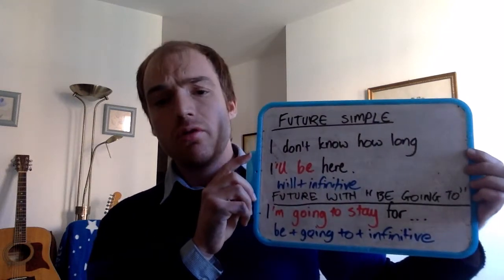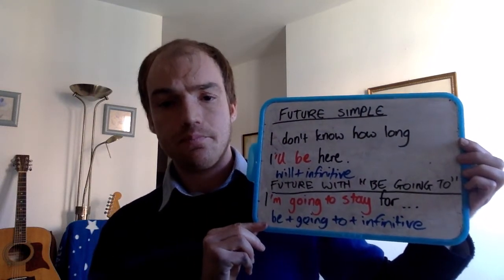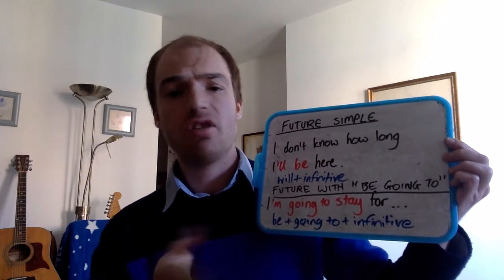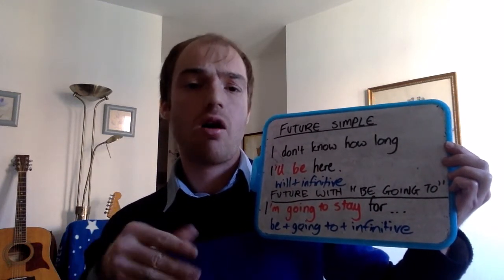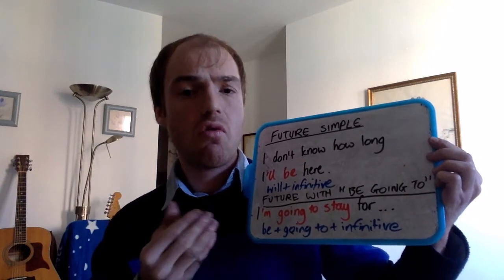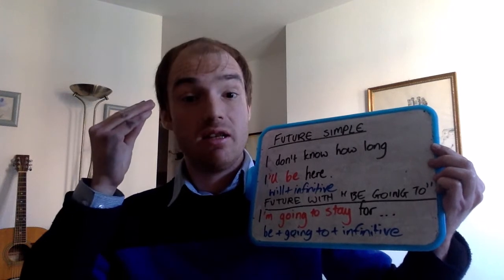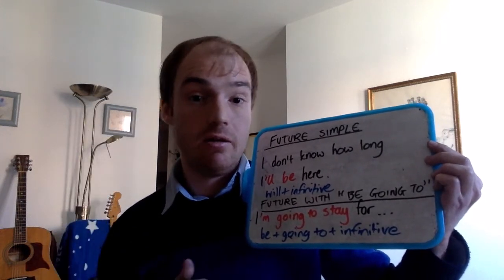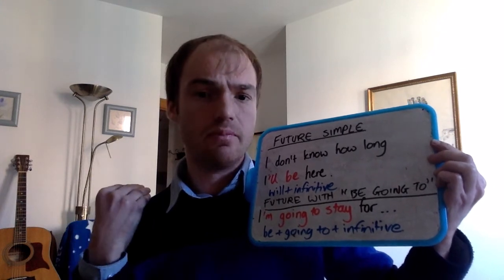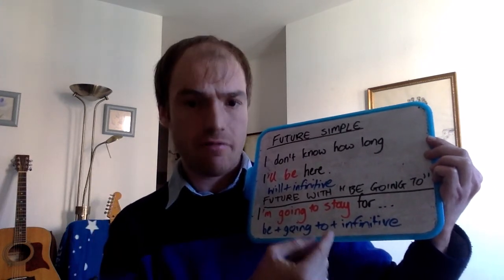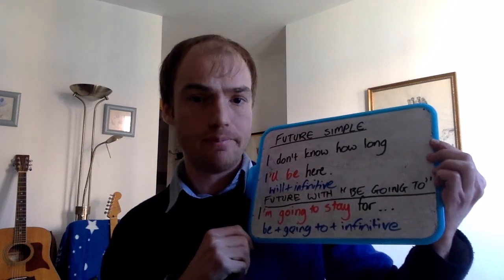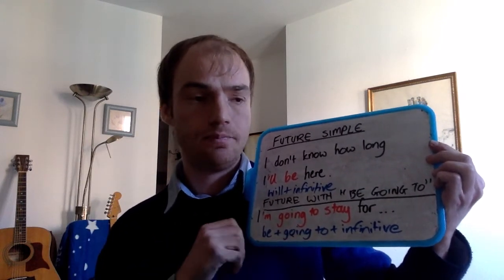So why do we use going to? I'm going to stay for at least a year. Is this something I've just thought now, or is this something I thought about before? Is this something I planned before, or is just something I decided when I was making the video? It's something I decided before. Okay, so I'm going to stay for at least a year. I thought about this before. All right, so that's when we use going to.